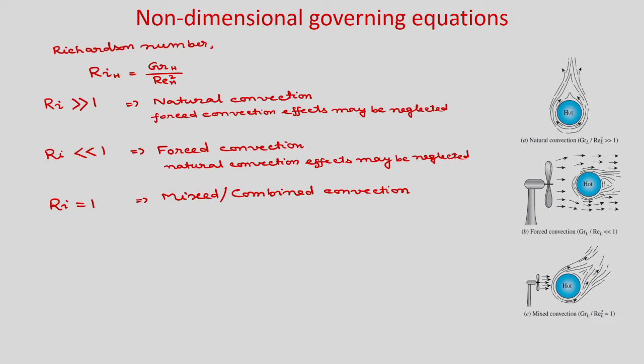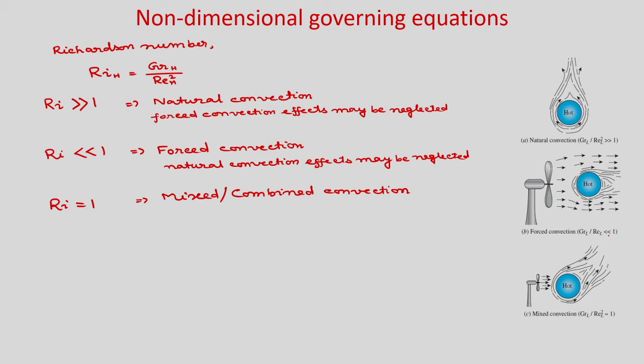So, you can see this example. If natural convection is happening, say you have a hot sphere, then Grashof number by Reynolds number square, which is your Richardson number, will be much greater than 1. L is any characteristic length. So, in this case you will have only natural convection. So, due to buoyancy you will have a plume and it will go up.